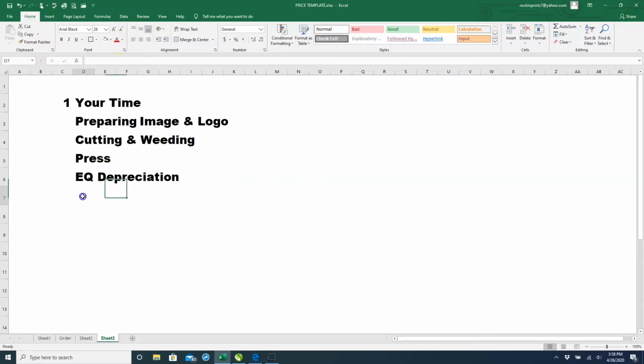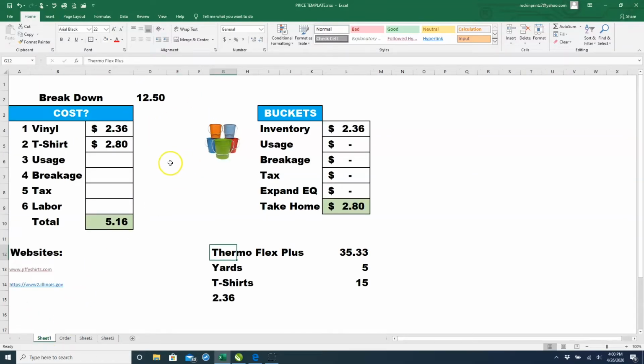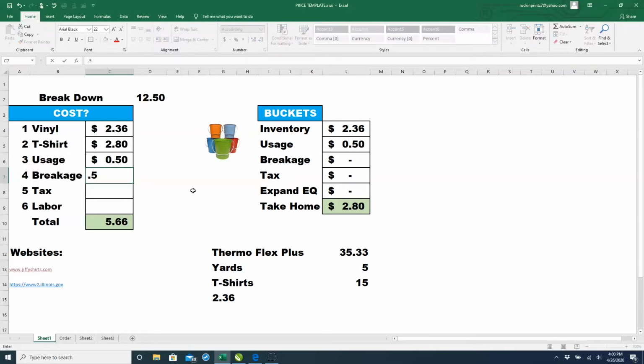And then one last thing I didn't include was breakage. Okay, we're all gonna mess up. You know, nobody's perfect. You want to be able to have some type of funds that are going to be able to purchase something just in case you mess up. Okay, so let's go back to our format. And how are we going to do usage, breakage? Okay, so for usage, I want to say 50 cents. For breakage, going to be 50 cents.